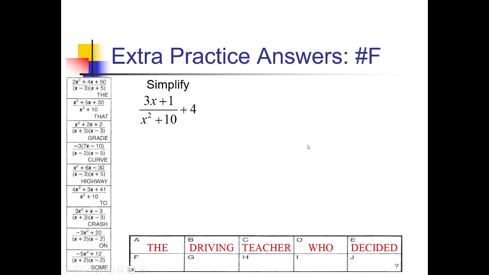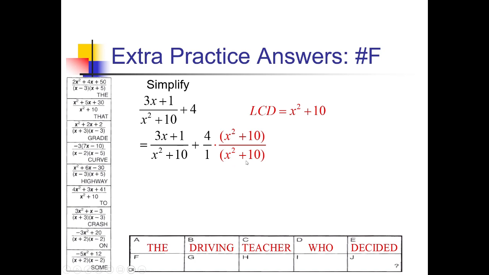So we've moved on to problem F, which means we have a whole new set of answer choices to choose from. All of these have X's in them. This problem, though, starts off kind of the same as the other ones. We can try to factor, but there really isn't any factoring we can do, even though the expressions are a little more complex. So my LCD is just going to be this lone denominator of x squared plus 10. So we've got the first fraction staying the same. For the next one, we've got 4 over 1 times x squared plus 10 over itself.